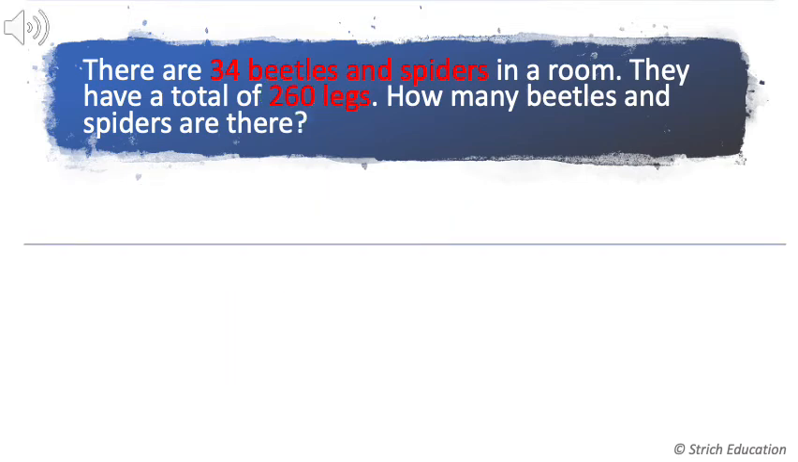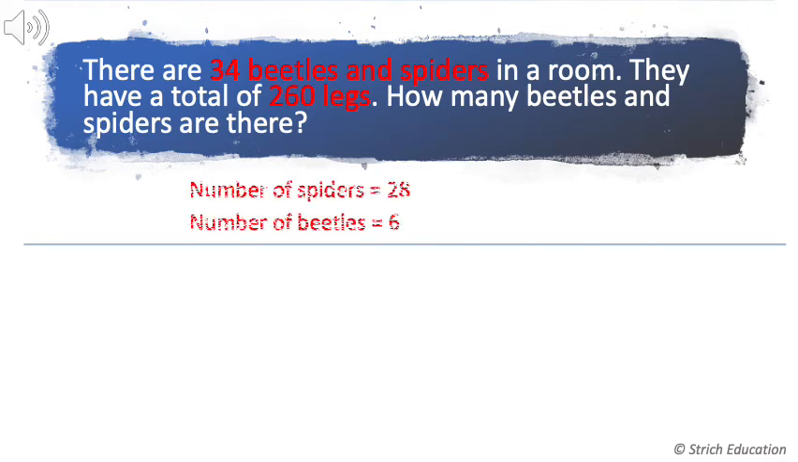Now we have solved the story sum. There are 28 spiders and 6 beetles. Let us check if the numbers tally with the story. First, let us find the total number of beetles and spiders. 28 spiders and 6 beetles give us 34.